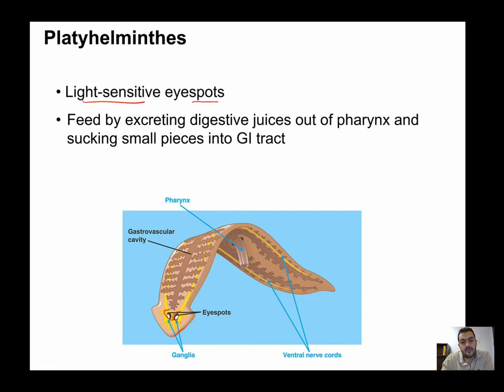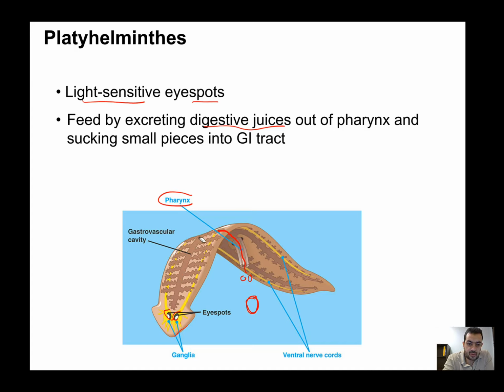In terms of the digestion, how they deal with that is through the pharynx. So they have this pharynx, and what they do is they secrete digestive juices out of the pharynx. So let's imagine that here we have a food source. So these secreted juices will go digest this food source into smaller molecules that will be absorbed through the pharynx and will be transported through the gastrovascular cavity.